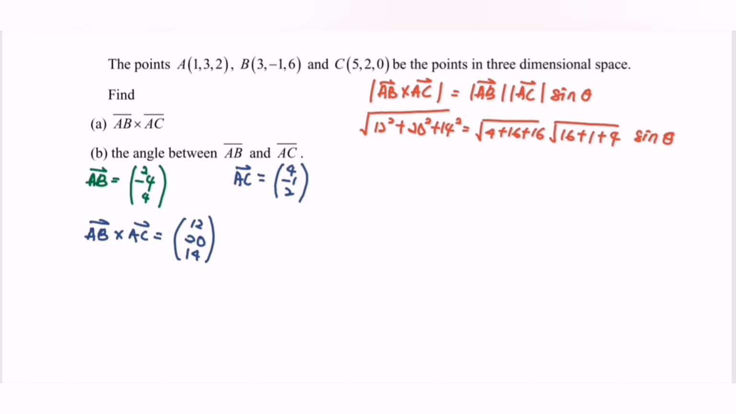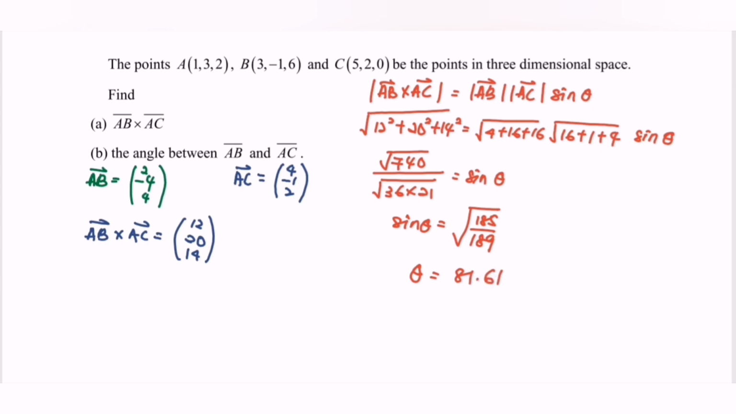So kindly simplify. So here we will have the square root of 740 divided by square root of 36 multiplied with 21 equals sine theta. So finally, sine theta is equal to square root of 185 over 189. As a conclusion, the angle between AB and AC will be equal to 81.61 degrees.